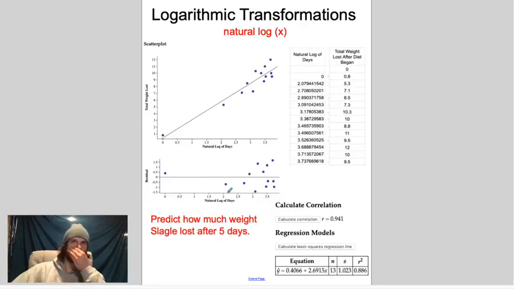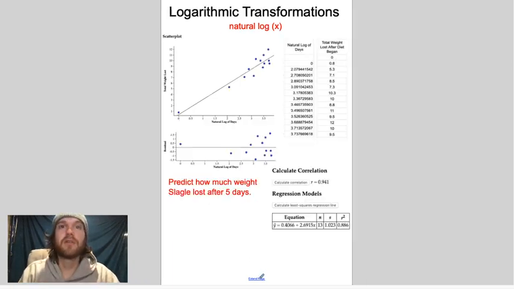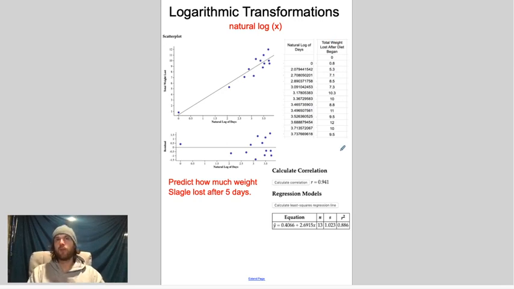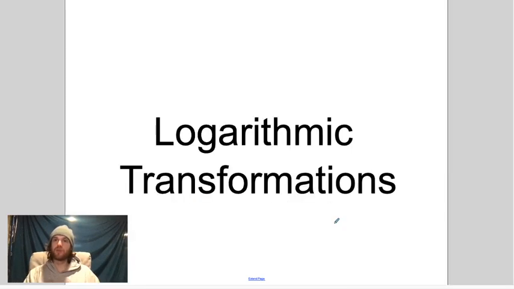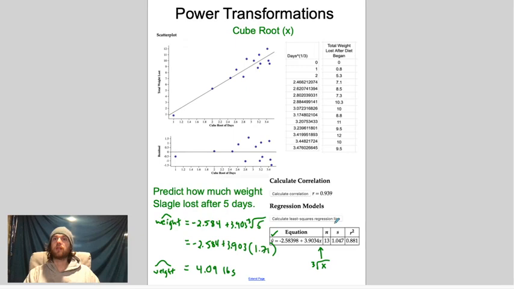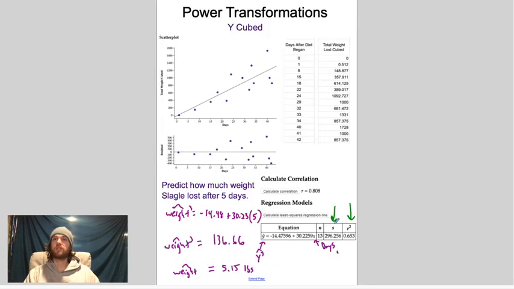Okay, I took the natural log of x days. So I took the natural log of my explanatory variable here, and then I put my weight on the opposite side. So I didn't transform the weight. I just transformed the x days. Now since this is y again, this is why we can actually compare our s values here. So s for this model, 1.023, is the lowest of the ones we've seen so far.